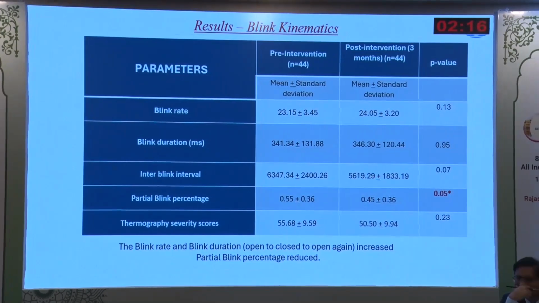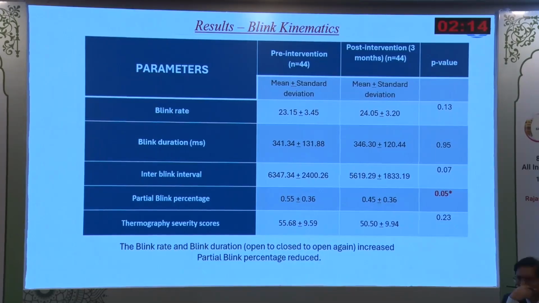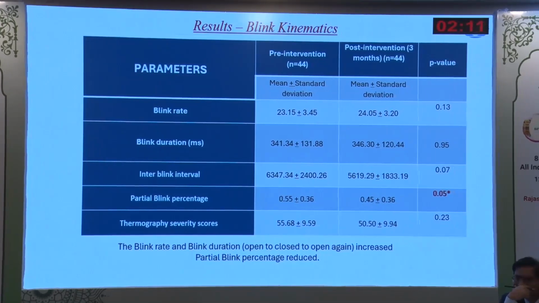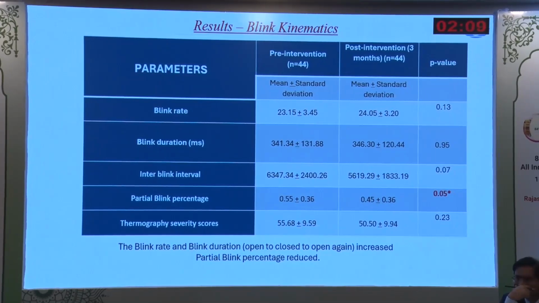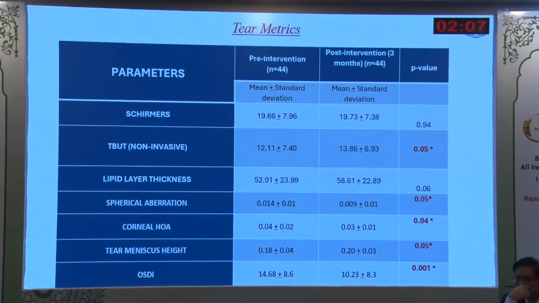Our results showed that the interblink interval actually reduced, and a significant improvement in partial blink percentage was seen in these subjects. The tear metrics also showed significant improvements in terms of the TBUT, the aberrations, the tear meniscus height, and the OSDI, or the symptomatology of these subjects.